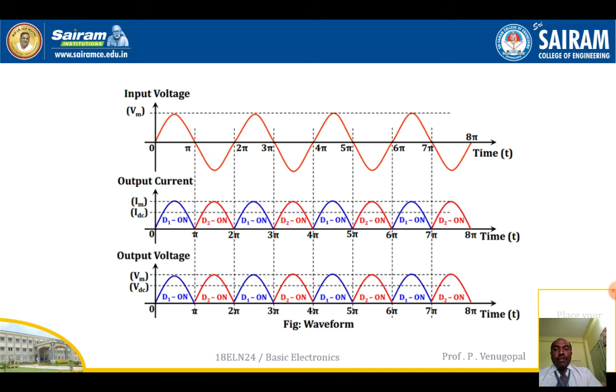So in this waveform, you are observing that for both the positive half cycle and the negative half cycle, diodes are conducting. Diode D1 is conducting during the positive half cycle. During the negative half cycle, D1 is off and D2 is turned on. So for the entire cycle of the input voltage, the rectifier conducts the current.